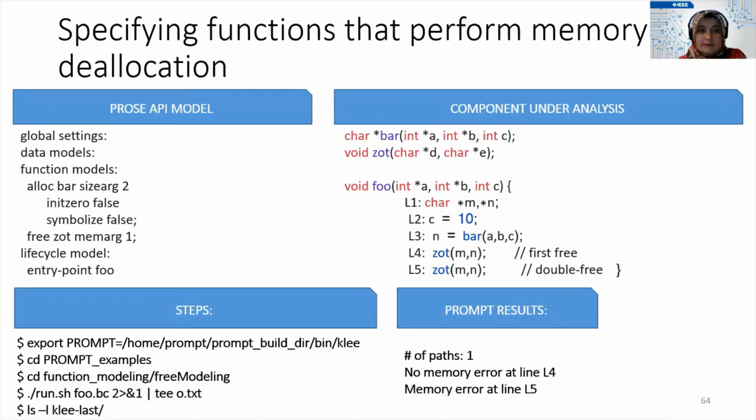We can also model the allocation functions with the free keyword, and we also have to mention the argument that is holding the address of the memory to be deallocated, like with the mem_arg keyword.